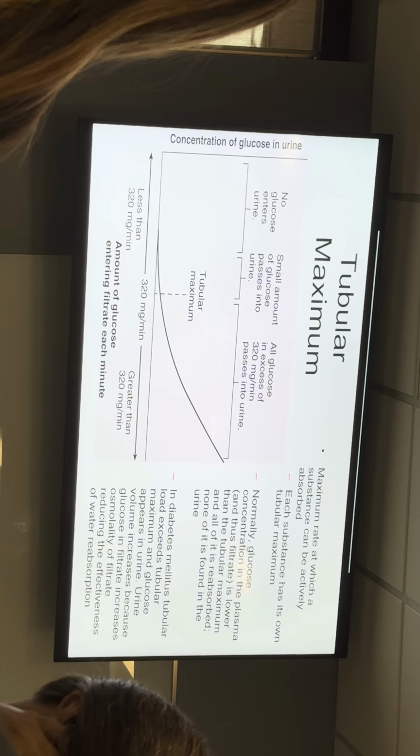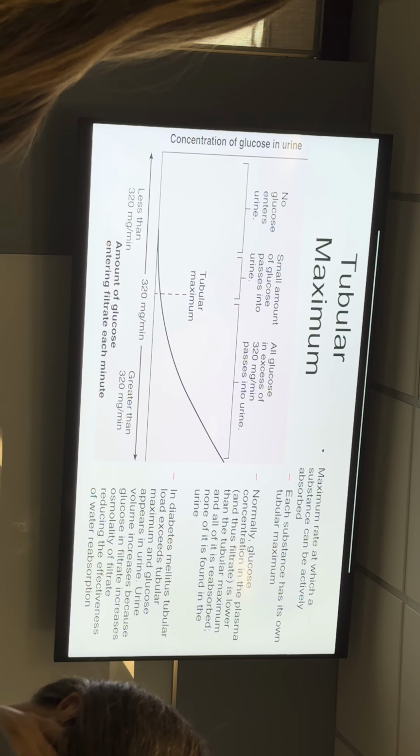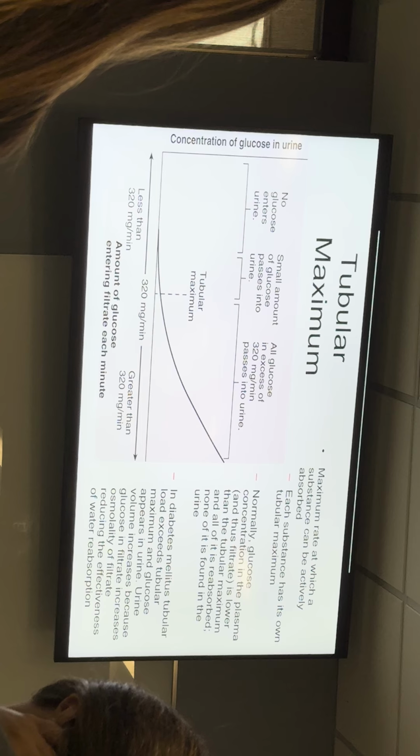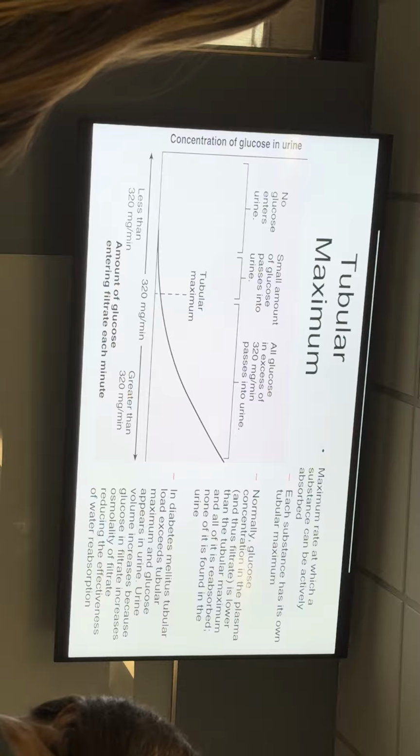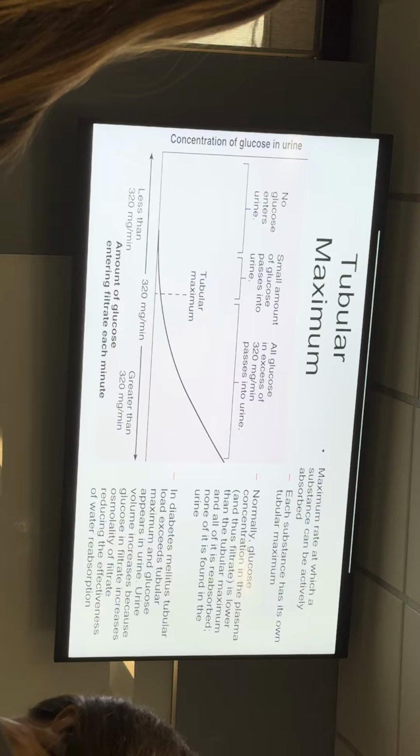So normally we have plenty of receptors that we can reabsorb all the glucose that normally makes it into your filtrate, because the amount of glucose that makes it into your filtrate will be roughly equal to the amount of glucose you have in your blood, because it just moves straight from your plasma into your filtrate.